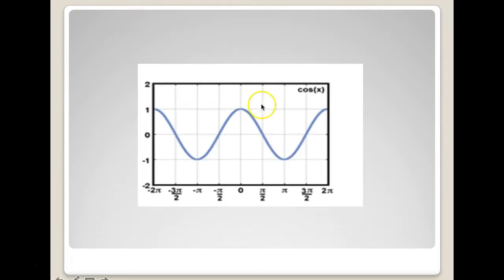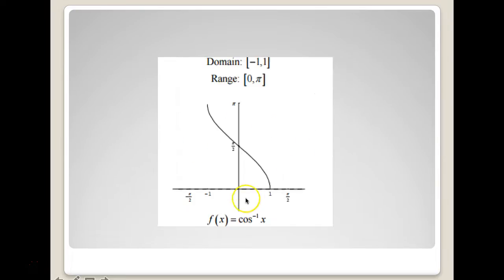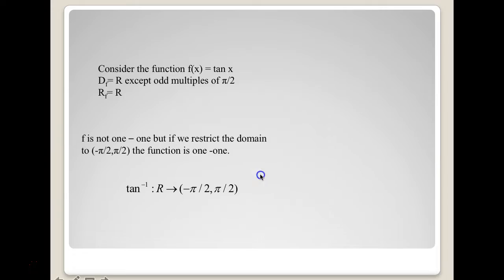So if you look at the graph of cos x, this is the graph of cos x. Within the interval 0 to pi, the function is decreasing and hence 1 to 1. So this would be the graph of cos inverse x. The domain is -1 to 1 and the range is the interval 0 to pi. The graph of cos inverse x.